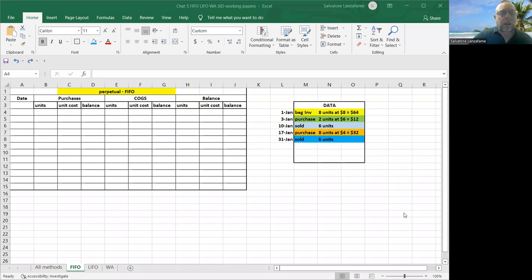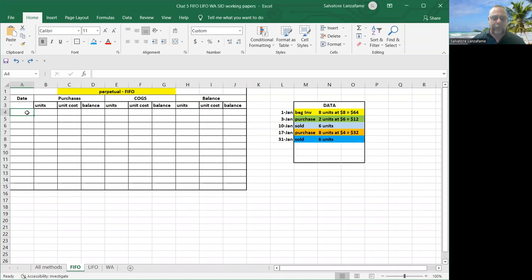Okay, so let me share my screen and let's bring up a little Excel spreadsheet here. Let's go ahead and complete this little mini problem. Hopefully you'll get a good idea of what it's like.